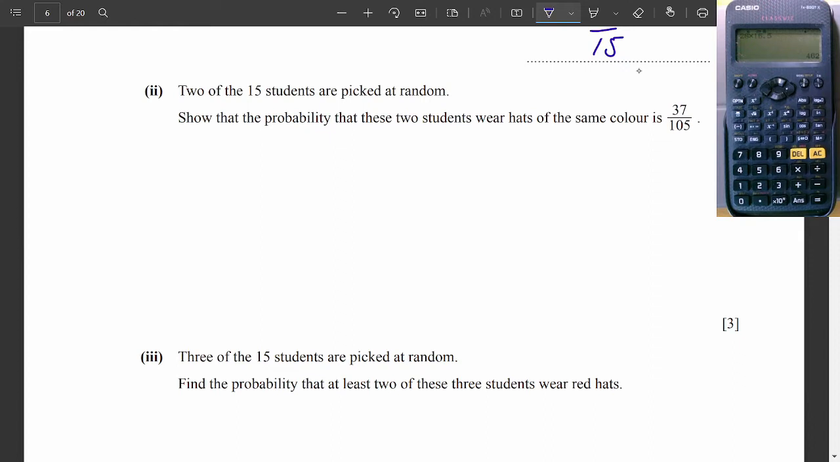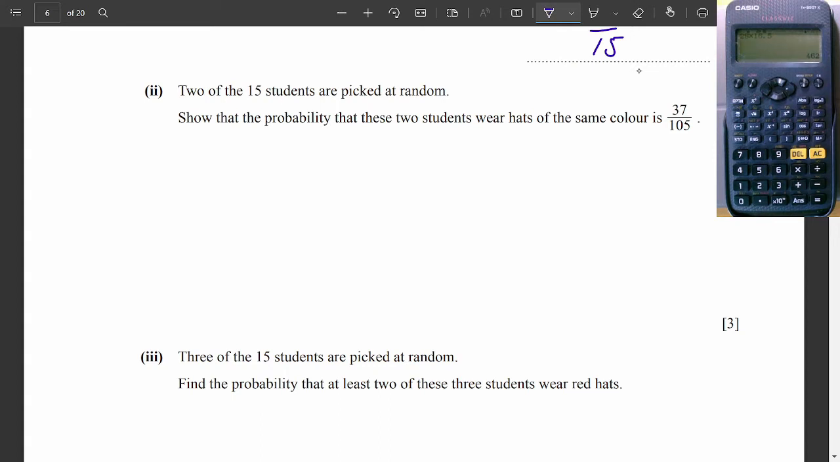In part 2, 2 of the 15 students are picked at random. Show that the probability that these 2 students wear hats of the same color is 37 over 105. I kind of give you the answer there. So let's think about it. 2 of the 15 students are picked at random, the same color.